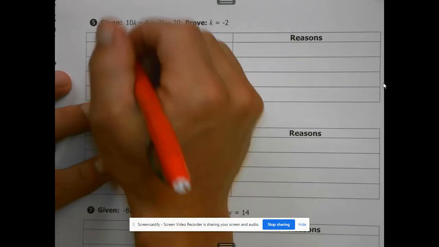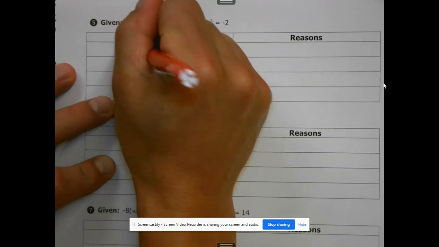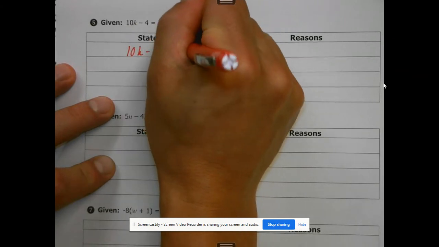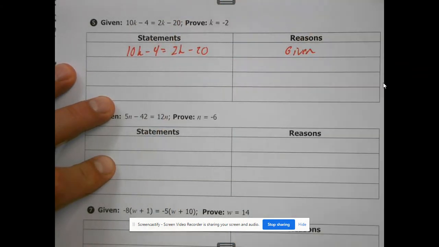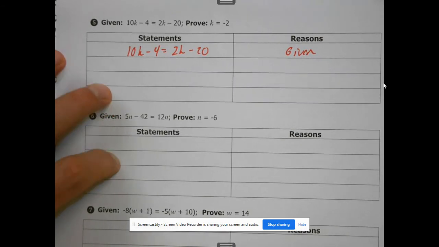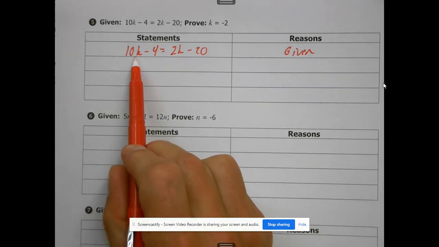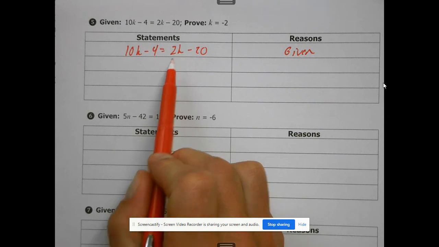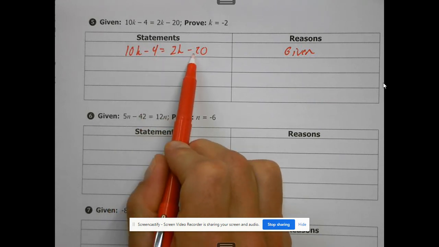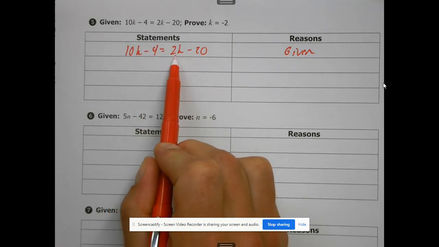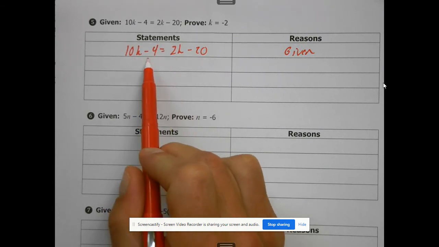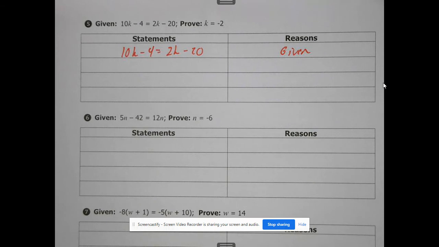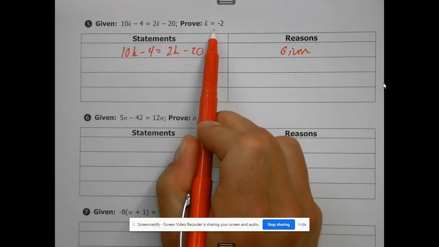Number 5, 10k minus 4 equals 2k minus 20. That is given to us. Now you've got options in the first step, guys. I can subtract 10k over here. I can add 4 over here. Or I can subtract 2k over here. Or I could add 20 over here. You have 4 options for that first step. No matter what you do, you'll still come out to get this for an answer if you do it correctly.